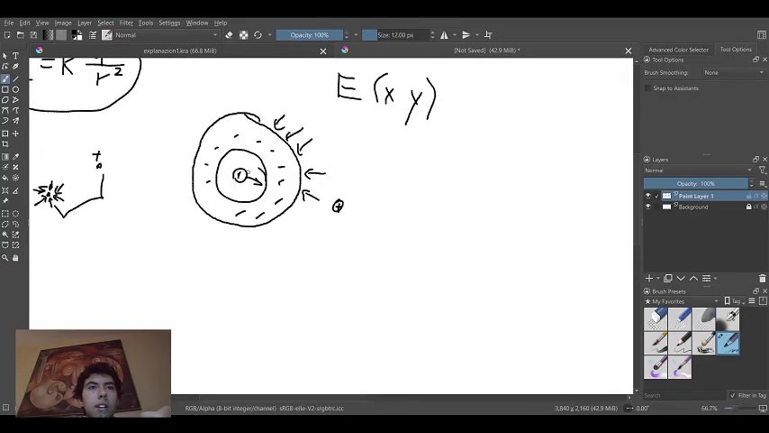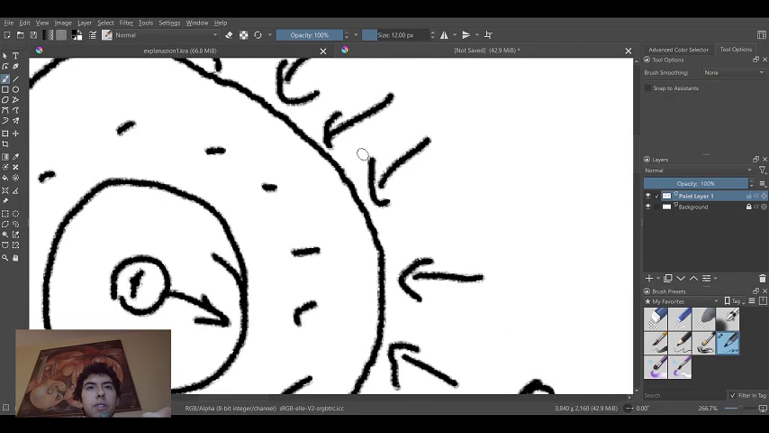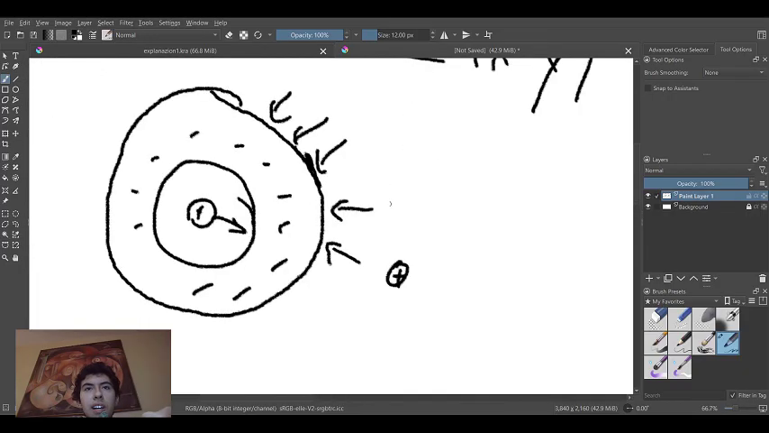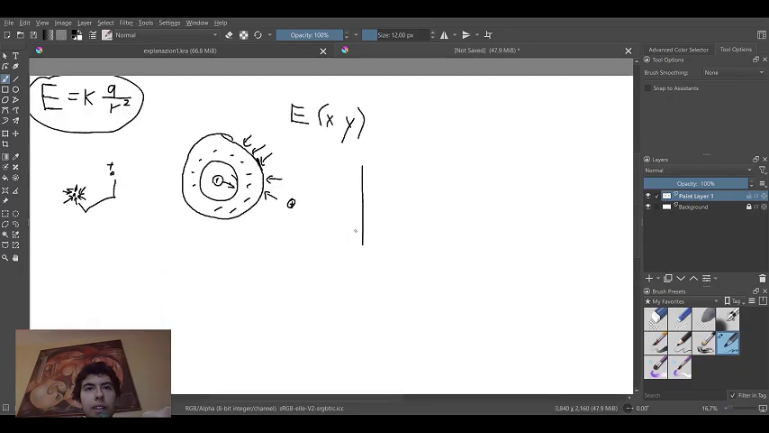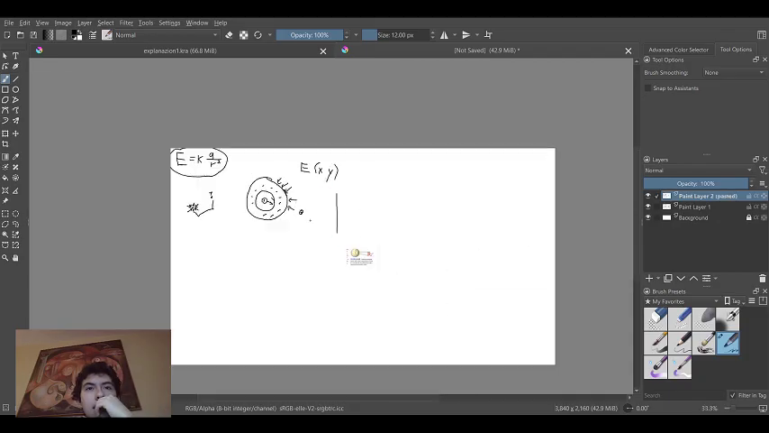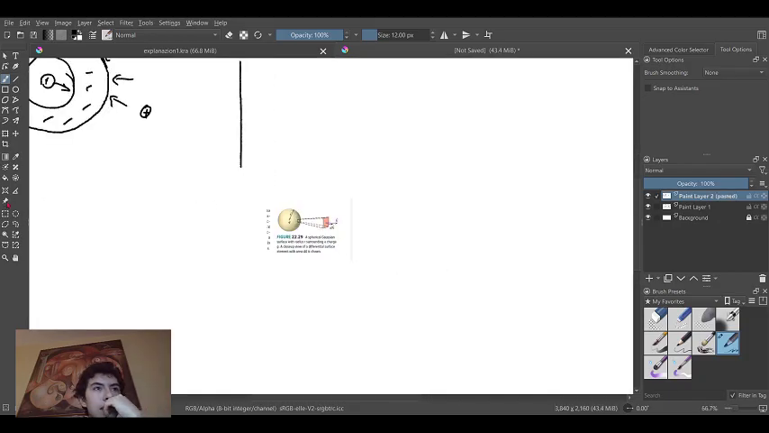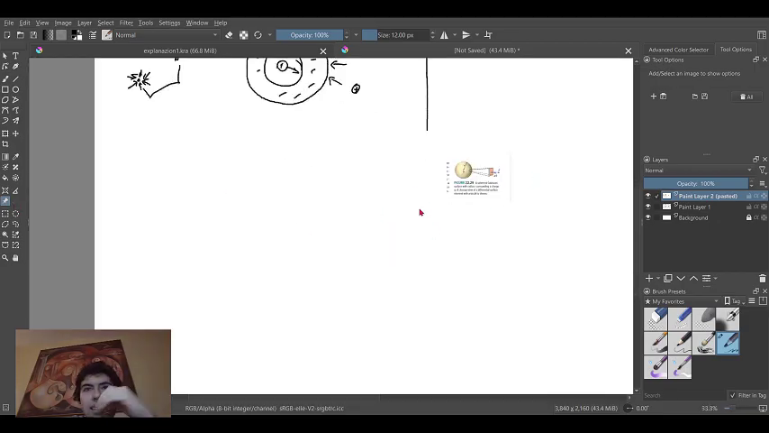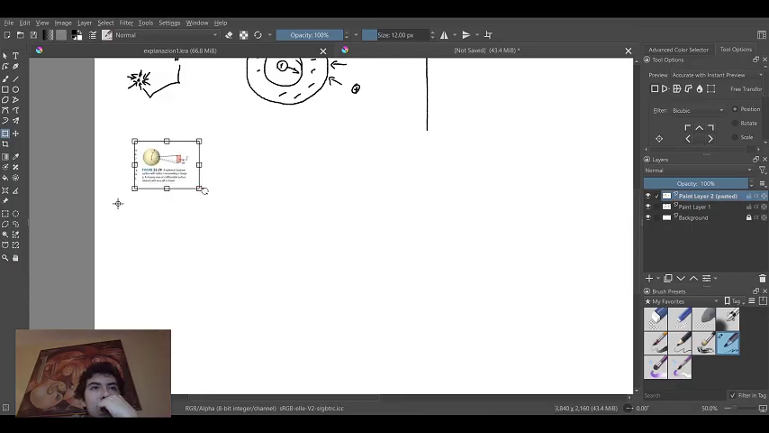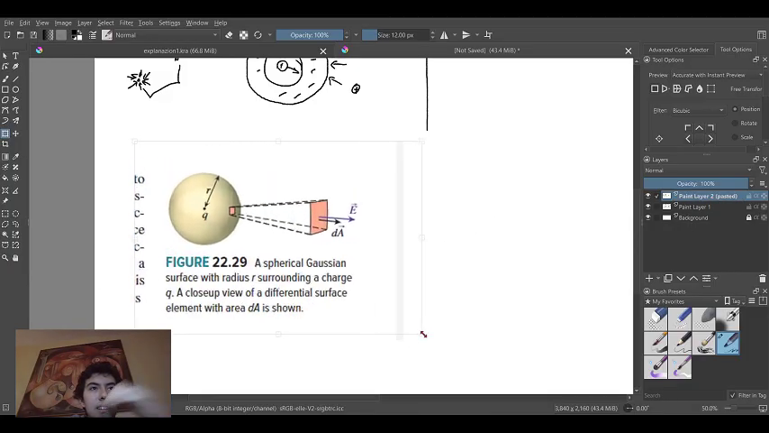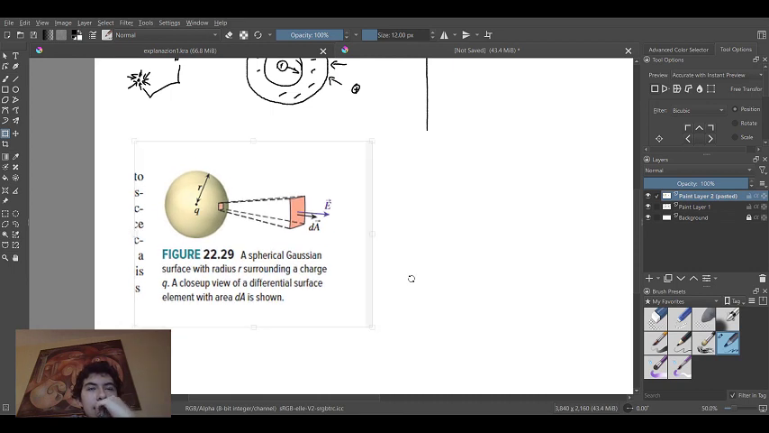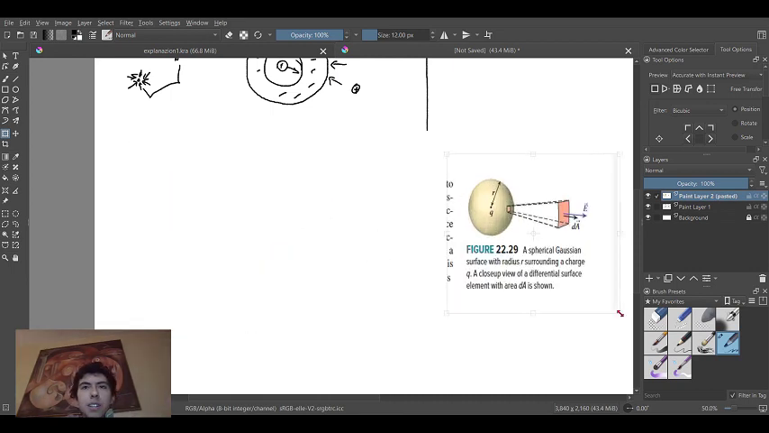Gauss's law can not only be applied to 2D surfaces, such as lines or planes, it can also be applied to 3D surfaces, such as this one. Okay, there we go. Just make it bigger. Such as this one. And essentially, this is what I'm saying.